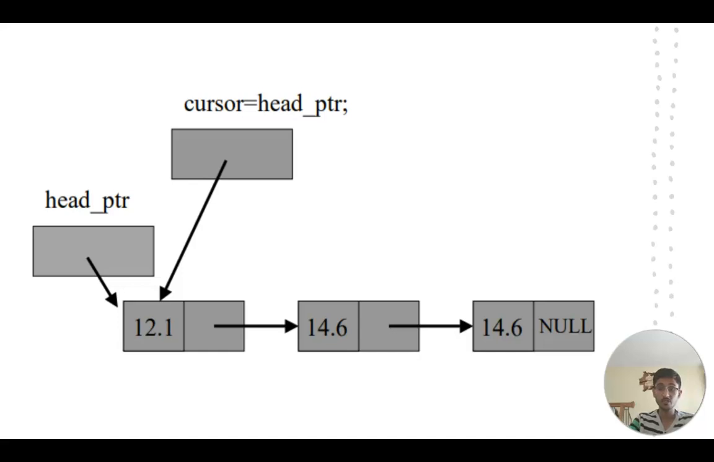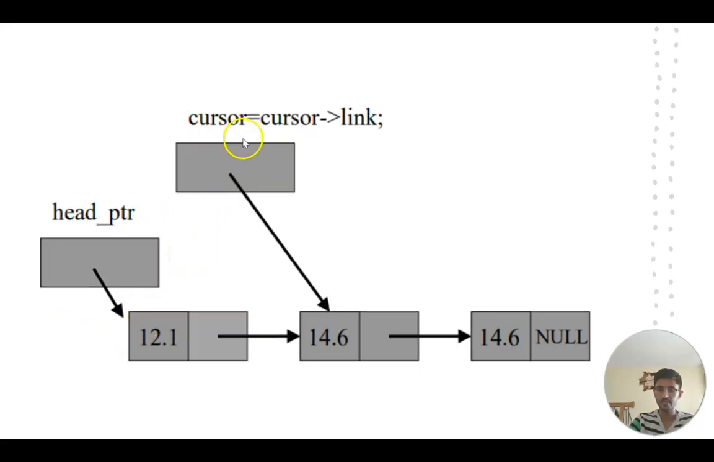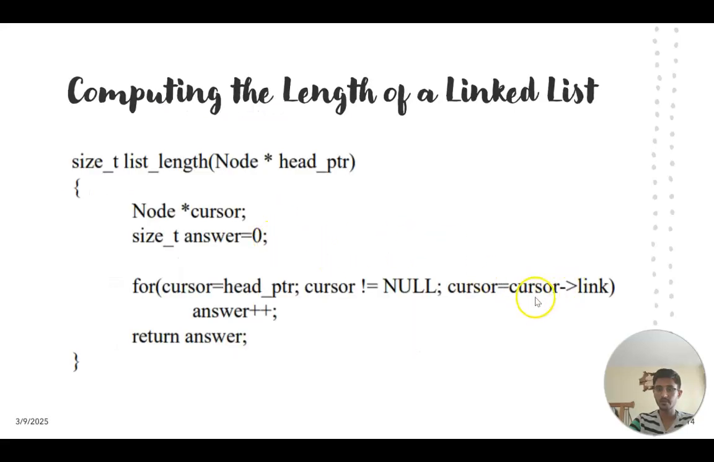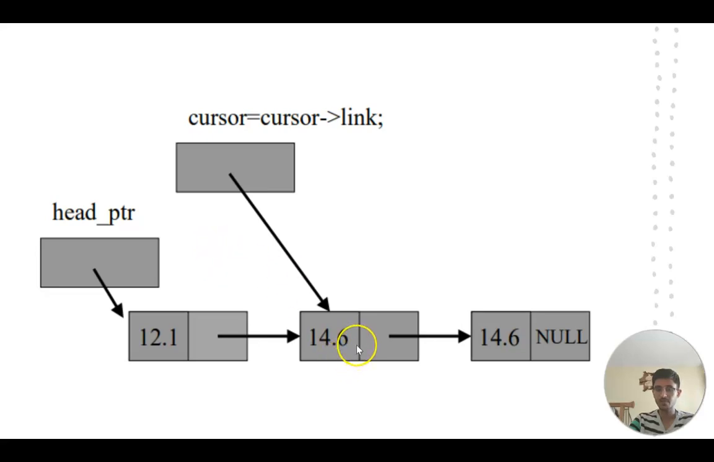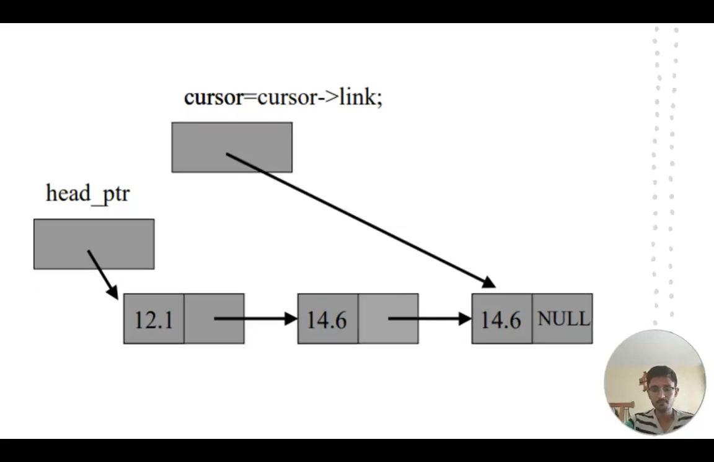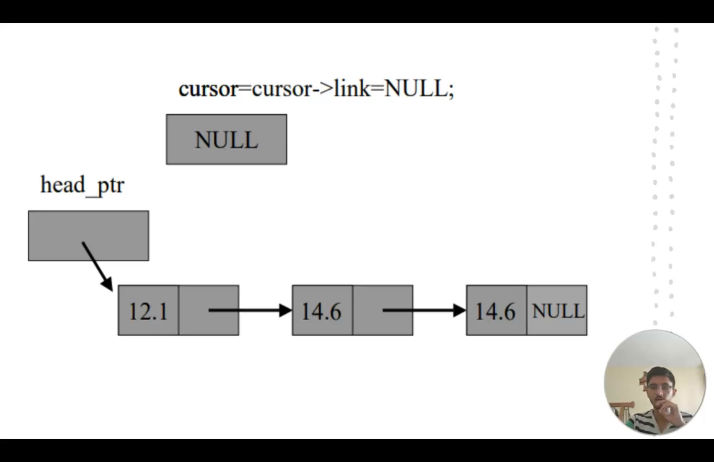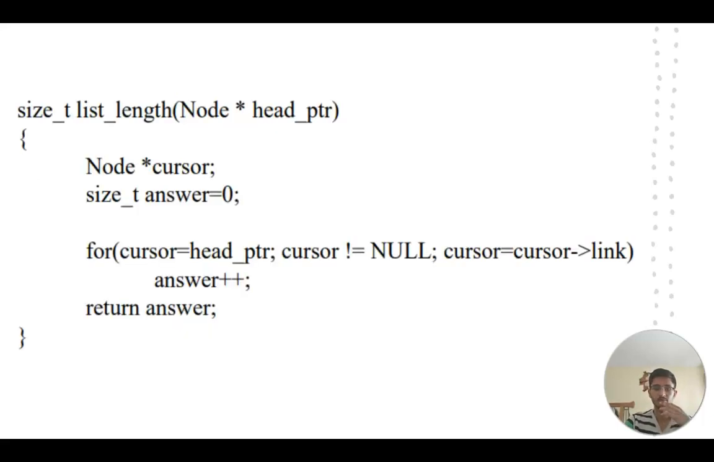Now let's look at this visually. We have the cursor equals head pointer, pointing at this first node. Then, as per our for loop, it has to point to the next link. As you can see, it's pointing to the next link now, and as this is happening, the answer is getting incremented by 1. It keeps doing that until it finds that the link for this node, the third node we have, is null, and that's when it knows it needs to stop.